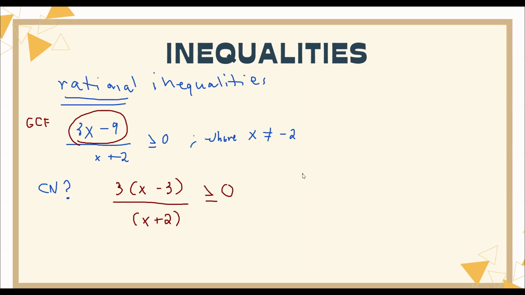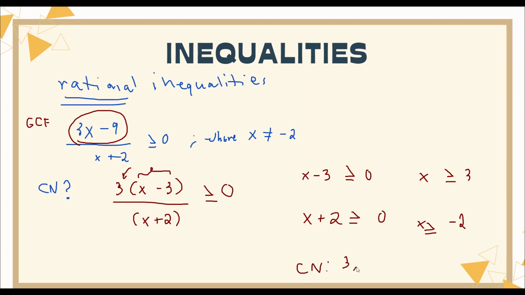So we just have x minus 3 is greater than or equal to 0, and we have x plus 2 is greater than or equal to 0. Now, mapapansin mo, where did the 3 go? Hindi na siya kasama sa pag-factor out. Yung nasa simplified factor lang yung gagamitan natin. Okay? So this would be x is greater than or equal to 3, and then x is greater than or equal to negative 2. So our critical numbers are positive 3 and negative 2. Everything clear?